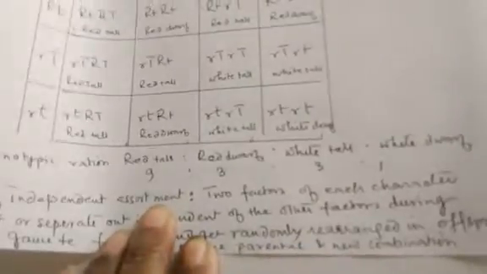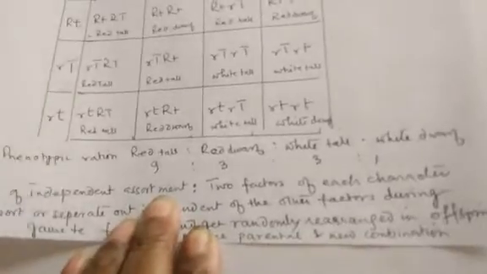So 9:3:3:1 will be the phenotypic ratio. 9 red flower tall plant, 3 red flower dwarf plant, 3 white flowered tall plant, and finally one white flowered dwarf plant. So 9 red flowered tall plant, 3 red flowered dwarf plant, 3 white flowered tall plant, and finally one white flowered dwarf plant. So phenotypic ratio will be 9:3:3:1, from 16 combinations.